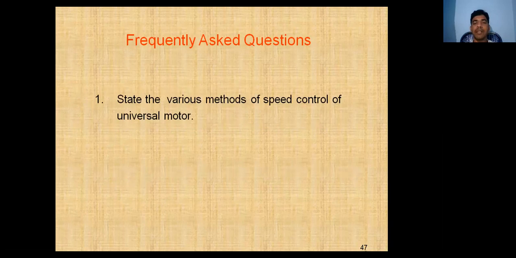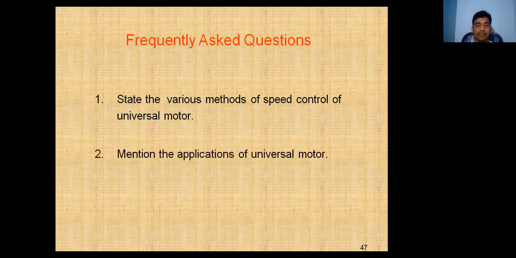State the various methods of speed control of universal motor. We have seen three types of methods: speed governors, variable resistance, and tapped field. Mention the applications of universal motor. Universal motors have many applications in the home: vacuum cleaners, sewing machines, small grinders, mixers, food processing, etc.